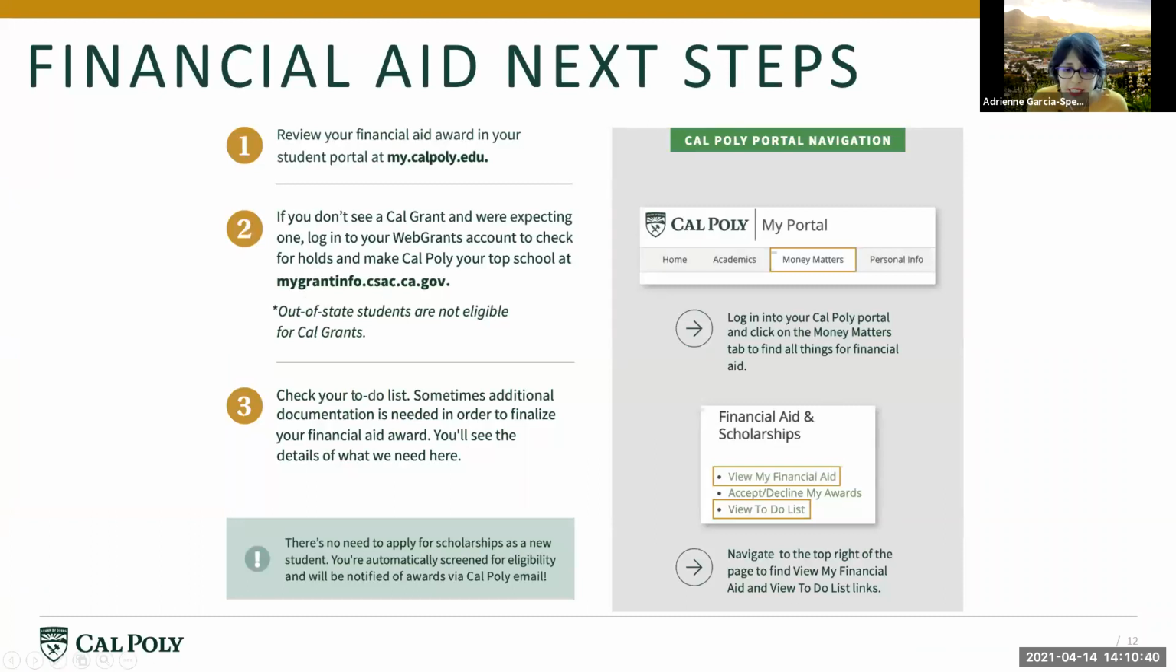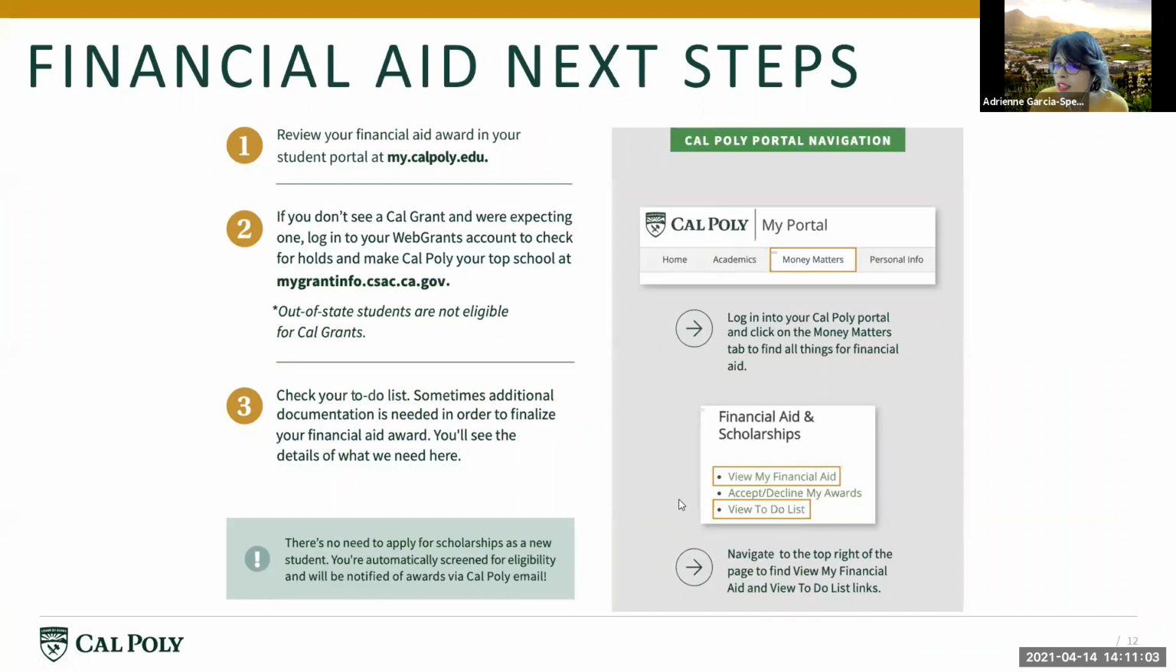So let's talk about some next steps you might be taking right now. If you haven't already, you should view your financial aid in the portal. Students can get to their financial aid a couple different ways. It's listed under the Money Matters tab in the Student Aid portal, and then under View My Financial Aid. You can see the screenshot on the right there for viewing the financial aid, accepting and declining awards, and viewing to-do lists.